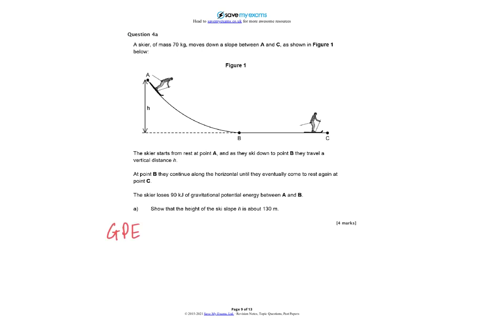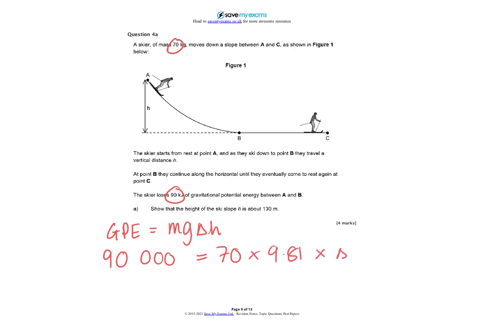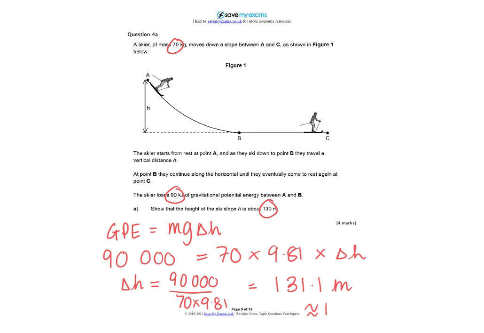So our equation for gravitational potential is mg delta h, mass times the gravity times the change in height. We know from the question that our GPE that is lost is 90,000 joules, because it's kilojoules, and that's equal to the mass, which is 70, times 9.81 times our delta h, which is what we're going to be working out. So we're going to rearrange this equation by doing 90,000 divided by 70 times 9.81. When you type that into your calculator, you will get 131.1 meters. So that is roughly 130 meters.